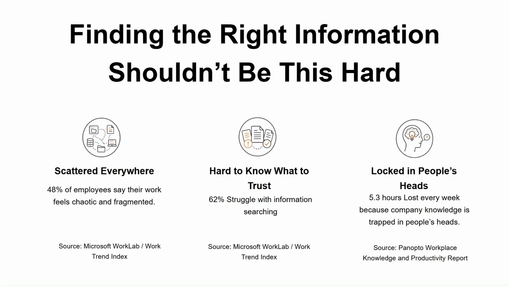But don't just take my word for it. Finding the right information inside your company is often harder than it should be. Matter of fact, a Microsoft Work Lab survey said that 48% of employees say their work feels chaotic and fragmented. 62% struggle with information searching. And a Panopto workplace study said 5.3 hours were lost every week because company knowledge is trapped in people's heads.